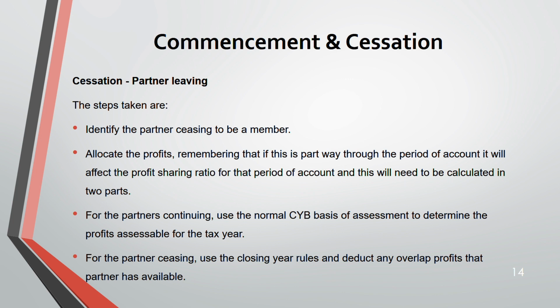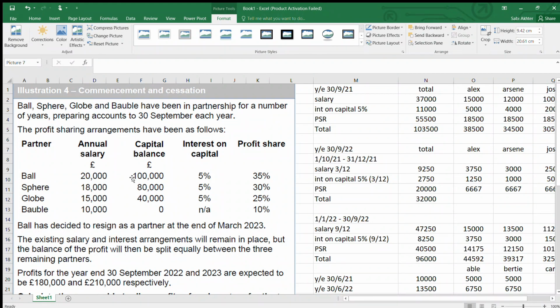Now let's do the question. We have two questions, illustration 4 and test your understanding 4. This is for ceasing of a partner. So we have 4 partners: Ball, Spare, Globe and Bauble. Salary is given, capital is given, interest on capital is given, profit share is given. And they prepare accounts to 30th September. Ball decides to resign at the end of March 2023. Existing salary and interest will be there, but the balance of profit will be split equally between the remaining 3 partners.